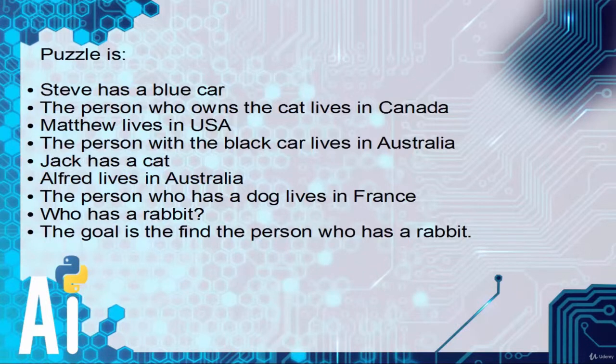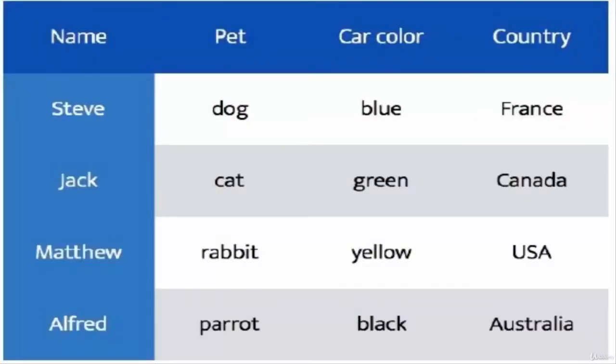So in this way, I have written this puzzle. Give it a minute, just pause this video and try to figure out who has a rabbit. Now let me reveal the data from which I have created this puzzle. Here in this image, you can see the data of all 4 persons: Steve, Jack, Matthew and Alfred. You can see dog, cat, rabbit, parrot. By seeing this, you can clearly see that Matthew has a rabbit, and a lot of information I have not mentioned in the puzzle.